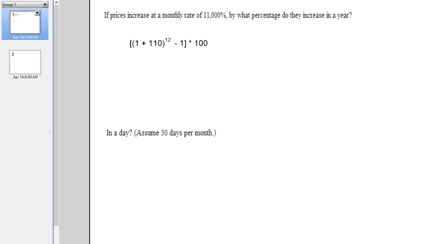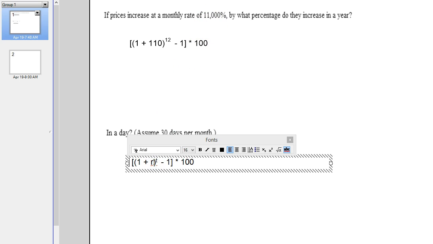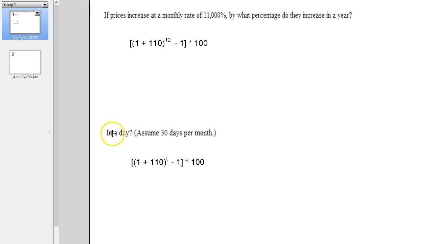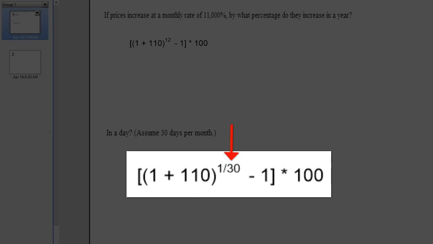Now for a day, same formula. We're still taking this 11,000, dividing it by 100 to get the 110 that goes there for r. It's just that now t is 1 day, and t is the number of months. So it's not been a whole month. It says assume 30 days in a month. 1 day is a 30th of a month. So we end up replacing t with 1 over 30.